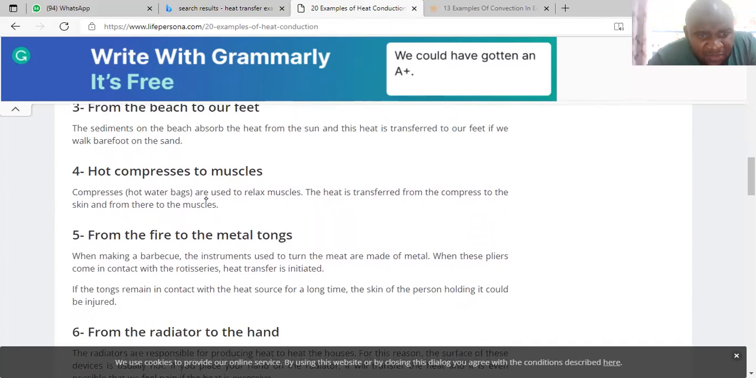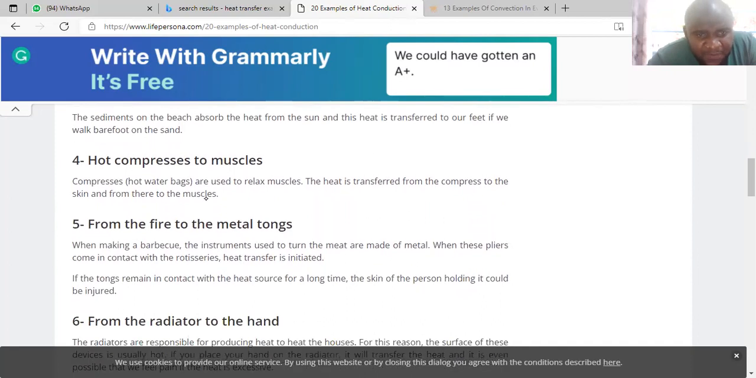Then from the fire to the pair of tongs, when making a barbecue, instruments are used to turn the meat and they are made out of metal. These tongs come in contact with the rotisseries. Heat transfer is initiated. If the tongs remain in contact with the heat source for a long time, the skin of the person holding it could get injured. That's why they have designed them with either a wooden coating, a rubber coating, or a plastic coating.